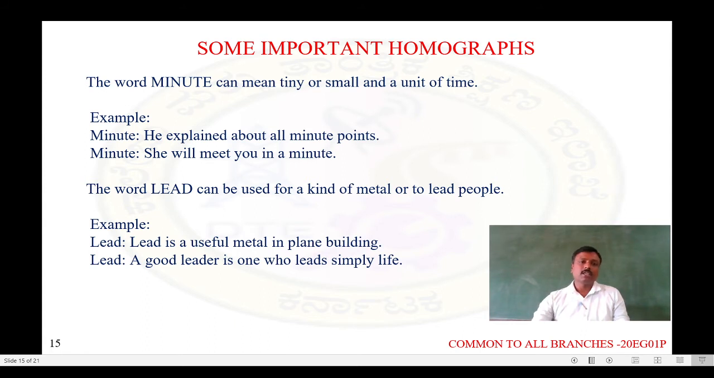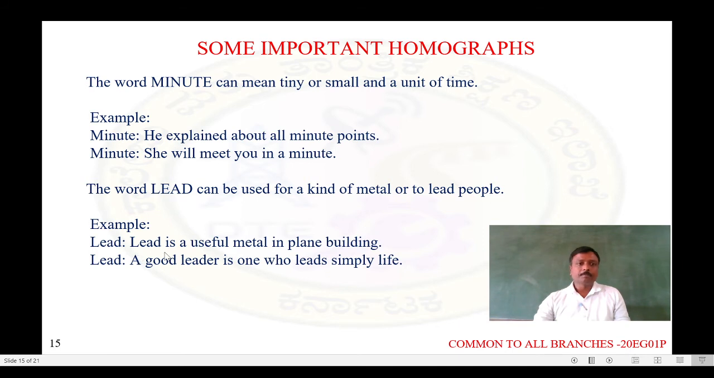So next let's see one more example on homographs. The word lead and led. We can pronounce the word lead in two different ways. One is lead. Lead means lead the people, leader, like this we use. And another one is lead. Lead, it's a kind of metal. The word lead can be used for a kind of metal, and lead for leading people, like this.